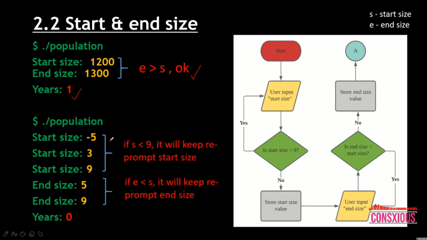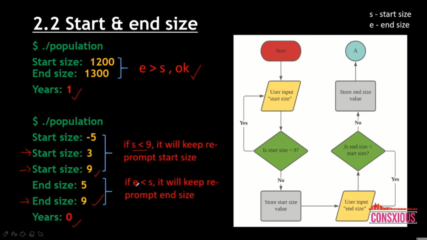So what if we have conditions like the start size is less than 9? As we mentioned just now, if less than 9, we're going to reprompt the user again. If the user keys in less than 9 again, we prompt again. Once it is equal to 9 or more, we accept the value. Again, we go through the end size. Key in 5, we prompt the user again. Once the end size is equal to or more than 9, we accept the value. Since 9 and 9, the year is 0, it makes sense.